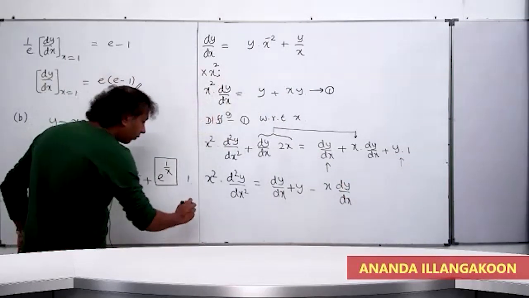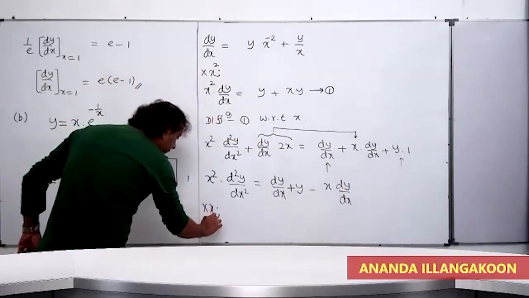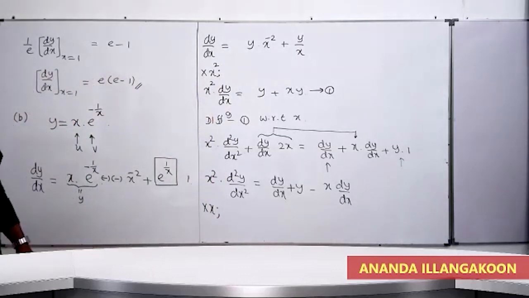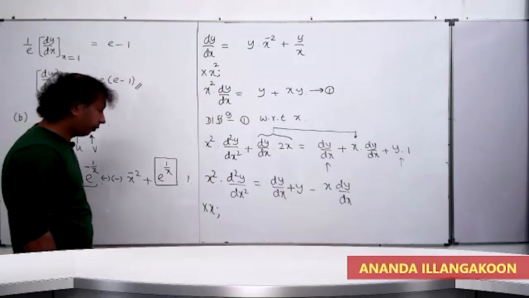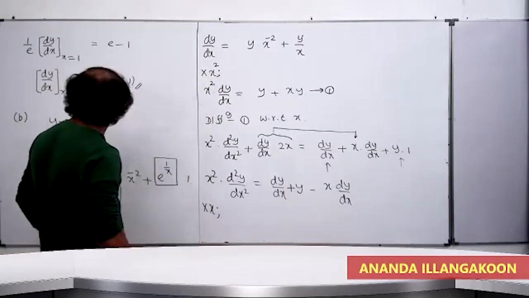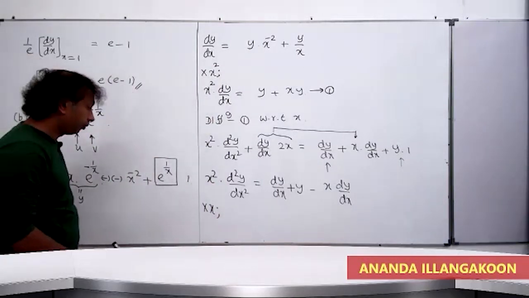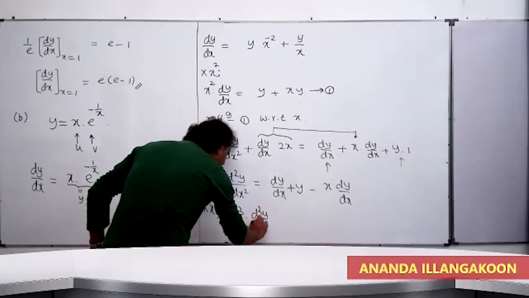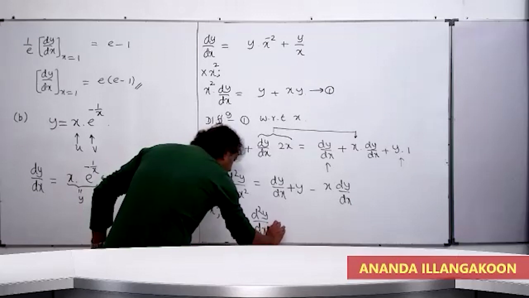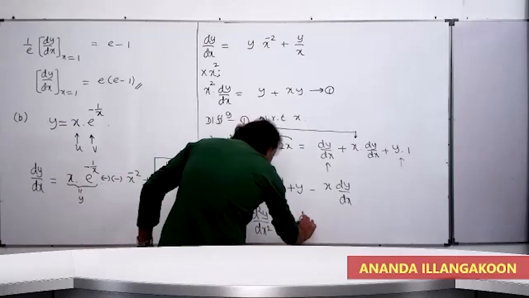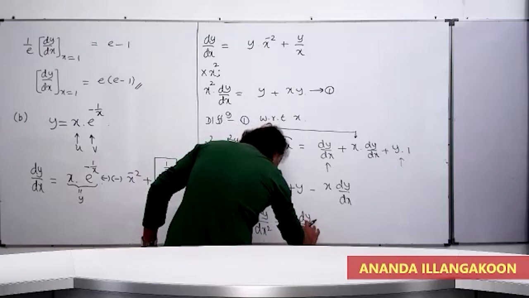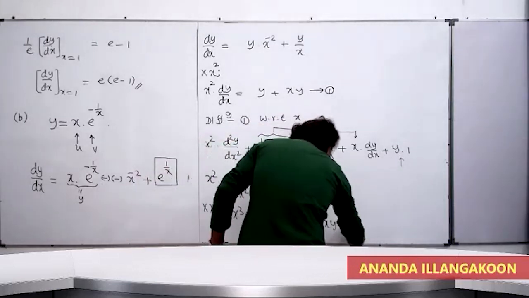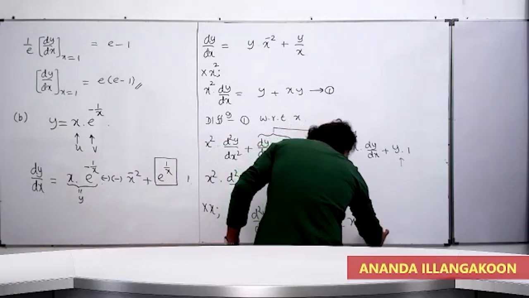Now people, I am going to multiply this again by x, because in the answer we have x cube. We have in the answer x cube, no? Yeah, multiply this by x. So we get x cube d2y upon dx2, x times dy by dx, plus xy minus x squared dy by dx.